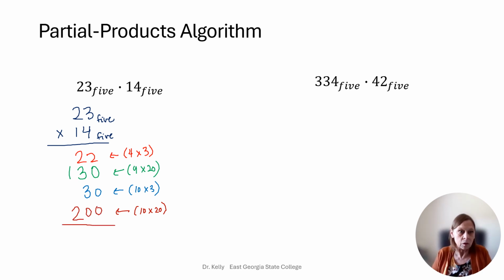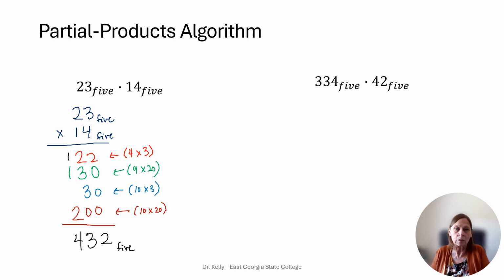Now, let's add them all up here. Looks like we've got a 2. 2, 3, 4, 10, 11, 12, 13, adding up, 2, 3, 4. So 23 base 5 times 14 base 5 is 432 base 5.